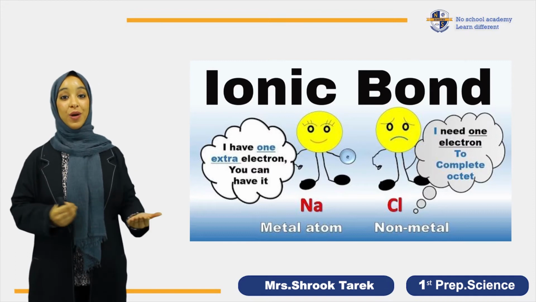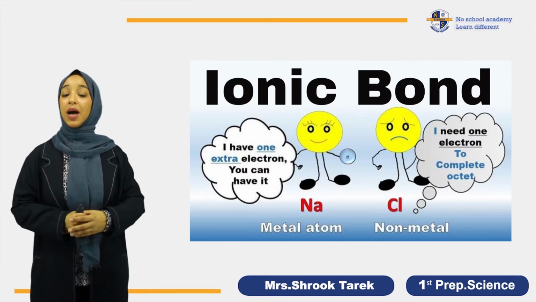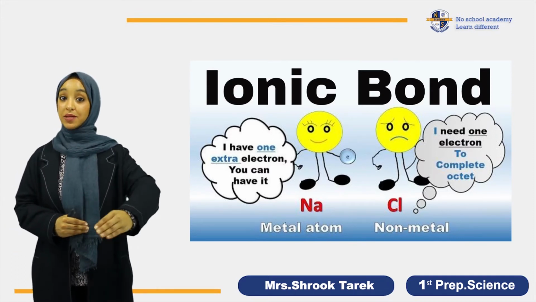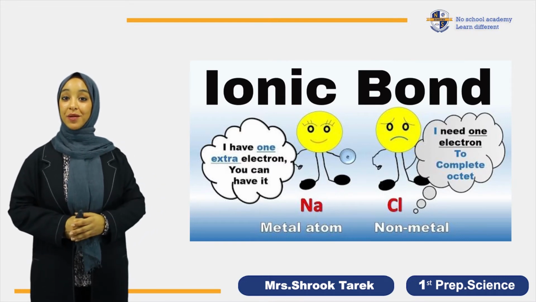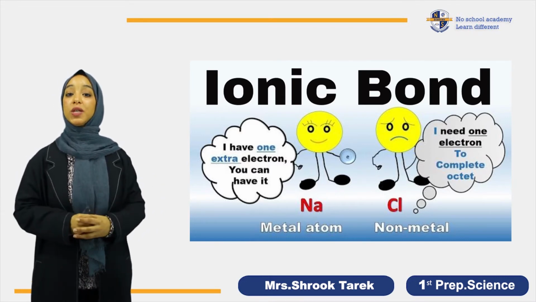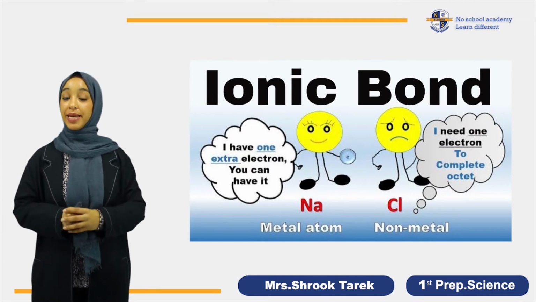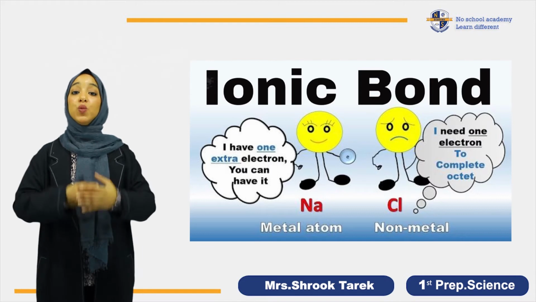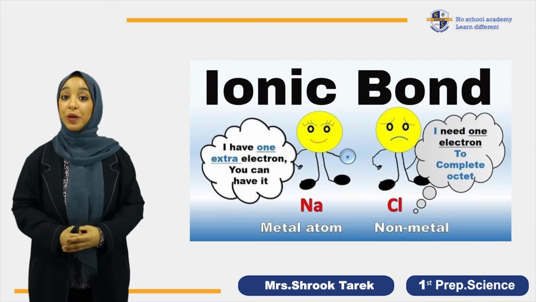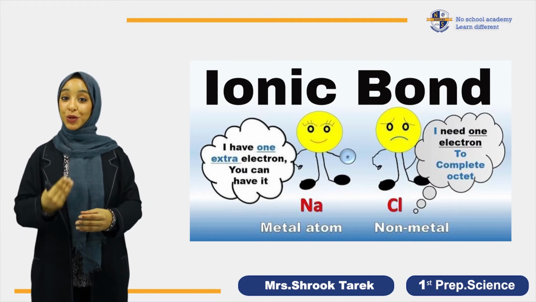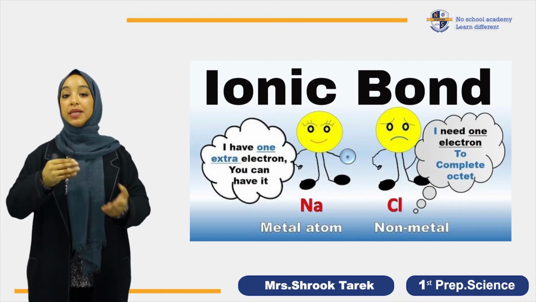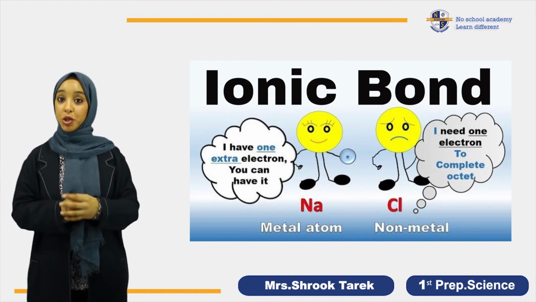So we have 2 atoms. One atom is saying I have an extra electron. Take it. So it loses this electron. This is a metal. Metals only lose electrons to become positively charged. بس الاتوم التانية اللي واقفة جنبها بتقول I need 1 electron. So it is a non-metal which gains electrons to become negatively charged.